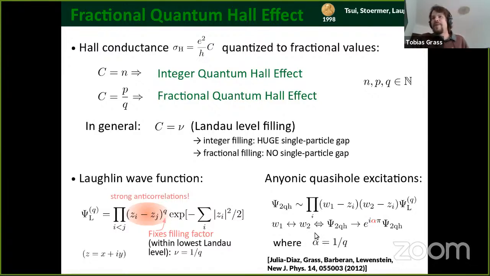And that can be seen actually, as Robert Laughlin already described it when he wrote down the wave function, he used a so-called plasma analogy, which is valid in the thermodynamic limit.